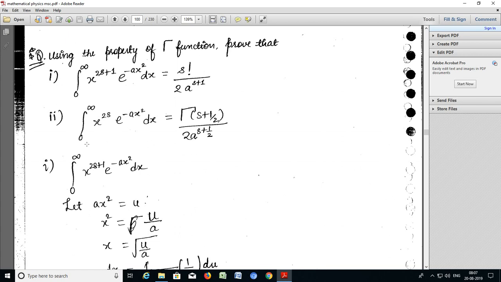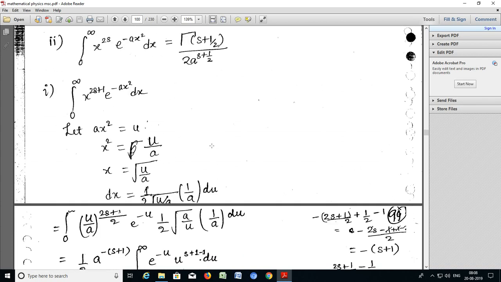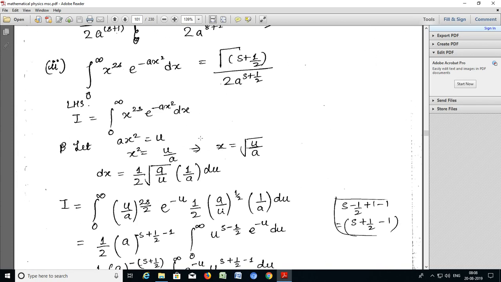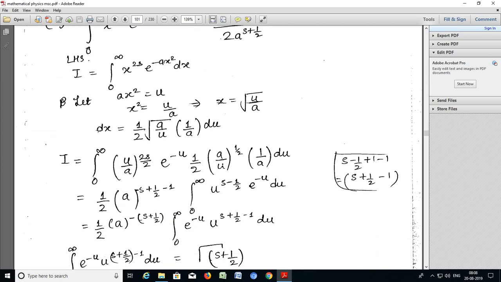And let us do the next question. The integral from 0 to infinity of x raised to the power 2s e to the power minus ax square dx, which is equal to gamma s plus half over 2a power s plus half. Now how do we prove this equation? Let us take the left hand side of this integral. Put ax square is equal to u. So x is equal to root of u over a. Differentiate both sides. You can get dx is equal to this.